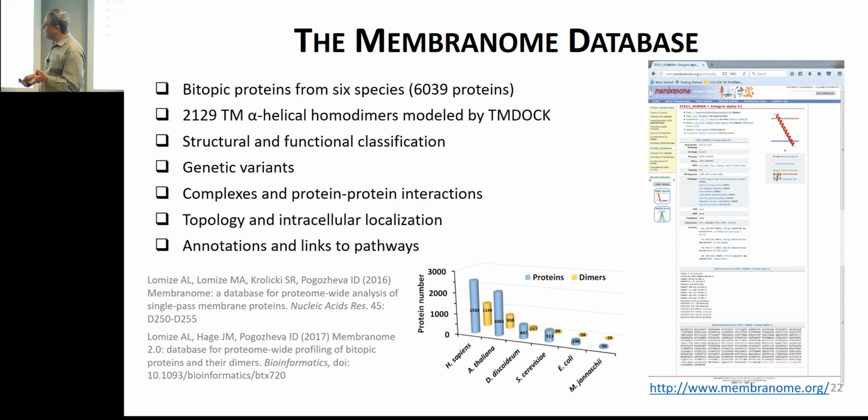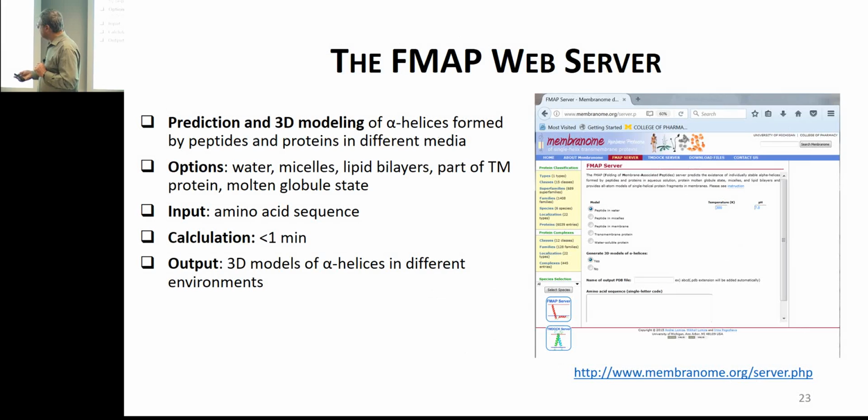And we also provide links to complexes in the Protein Data Bank for the corresponding proteins, and protein-protein interactions. But these are only interactions between two different bitopic proteins, proteins which can be involved in interactions of transmembrane alpha helices. And also topology, intracellular localization, and so on. So this is a pretty significant resource with a lot of data.